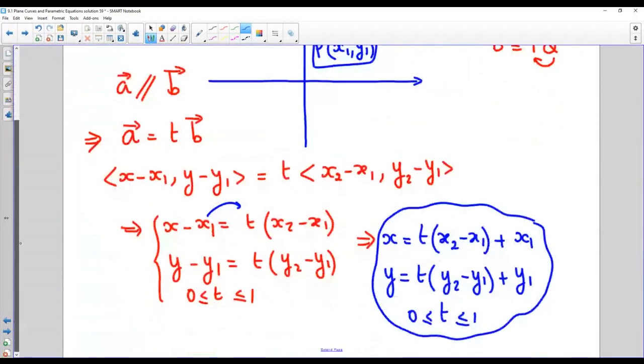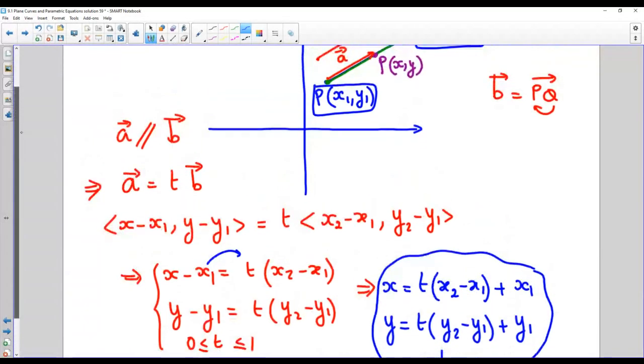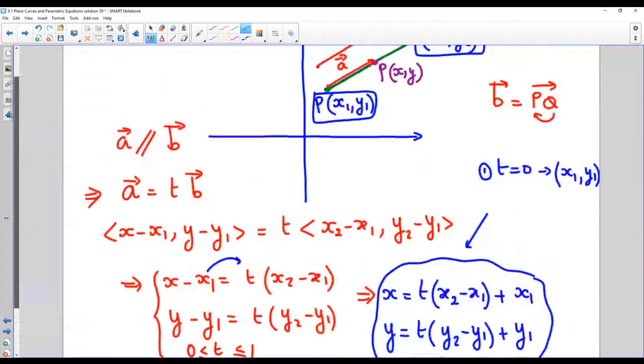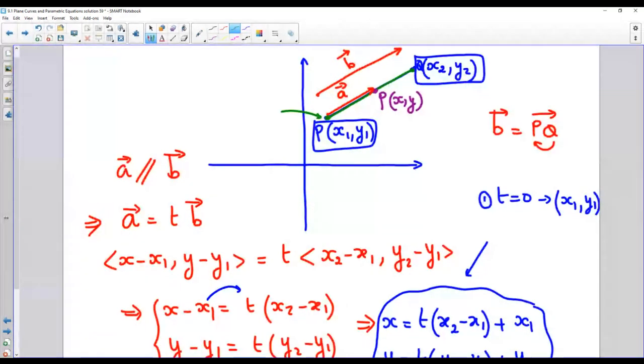Now, why exactly is t between 0 and 1? Well, if you take the value t equal to 0 and substitute in this equation, you will get the point x equal to x1 and y equal to y1. So when t equals 0, we are at this point here. We substitute in the equation, we get exactly the point x1, y1.